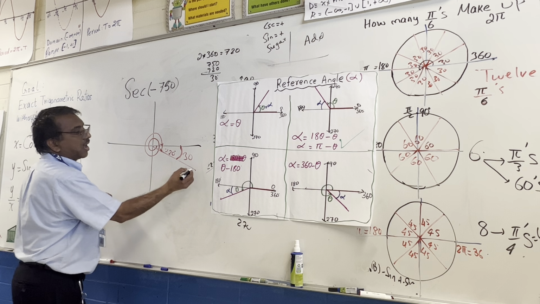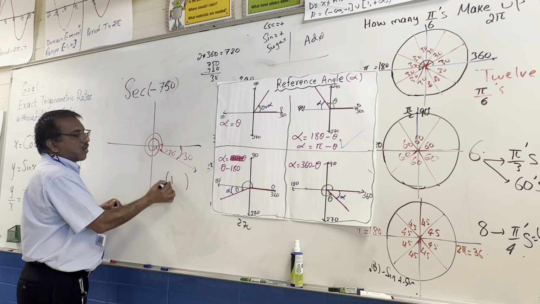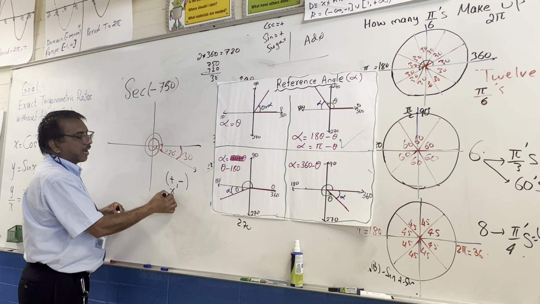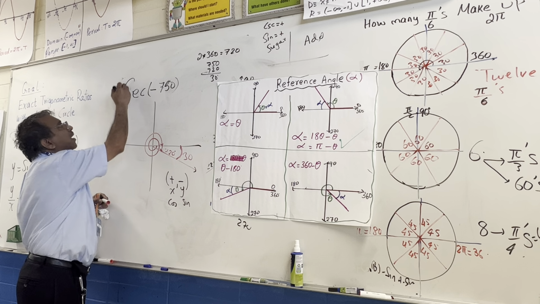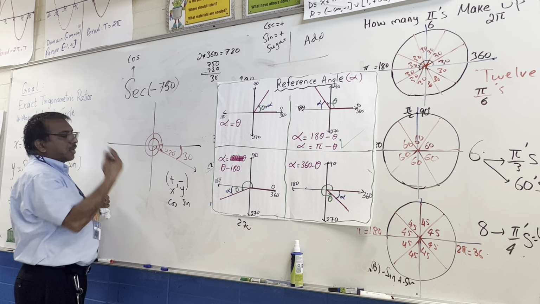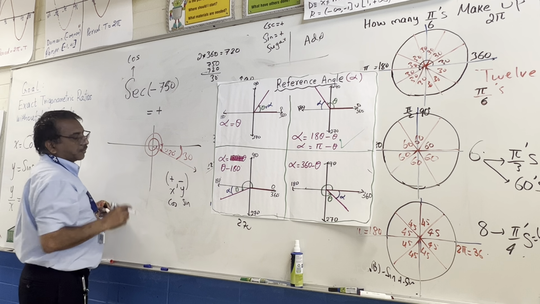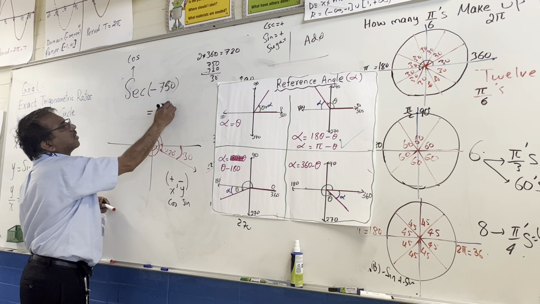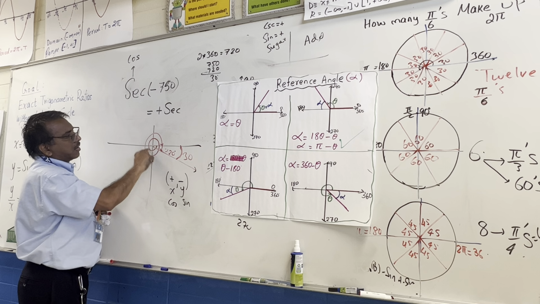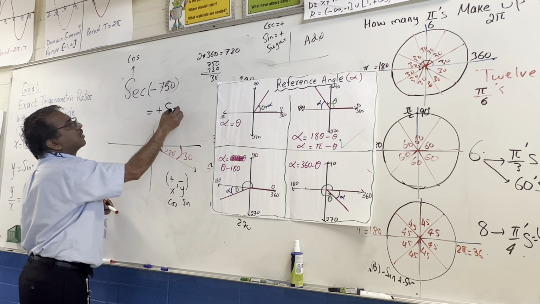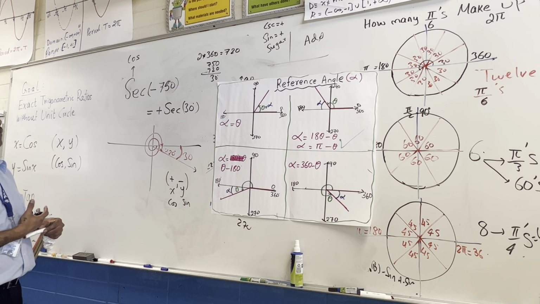Then, because the terminal side lies in the 4th quadrant, the signs are positive and minus for x and y, that means cosine and sine. The question is secant, right? To know secant, at least we should know cosine. Cosine is positive, see? So this answer is going to be plus. It gets reduced, for this minus 750, all the way around, to secant of 30 degrees, which is the same thing. So you just use the reference angle.